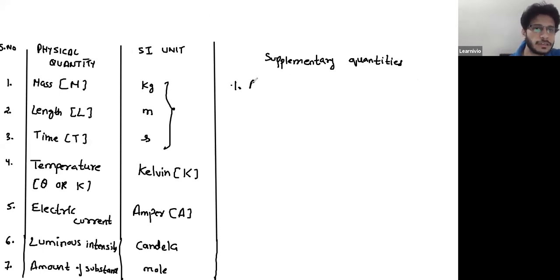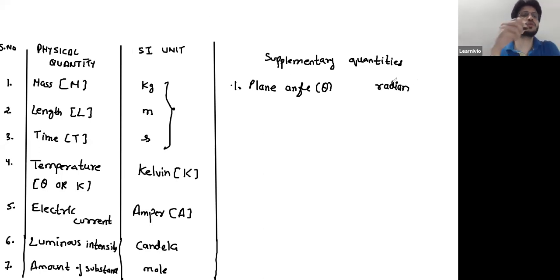The one is angle. We call this plane angle. We represent plane angle by theta, and its SI unit is radian. The angles that you have studied up to class 10, the angle of 30 degree, 40 degree, are supplementary quantities that we represent by theta and measure in radian. Degree is not the SI unit. The SI unit of angle is radian.